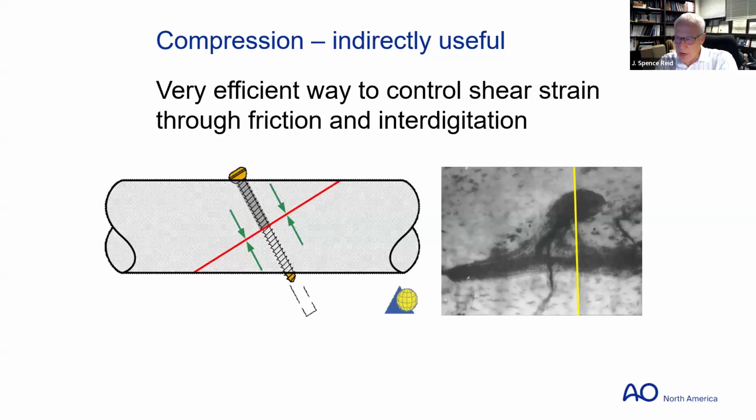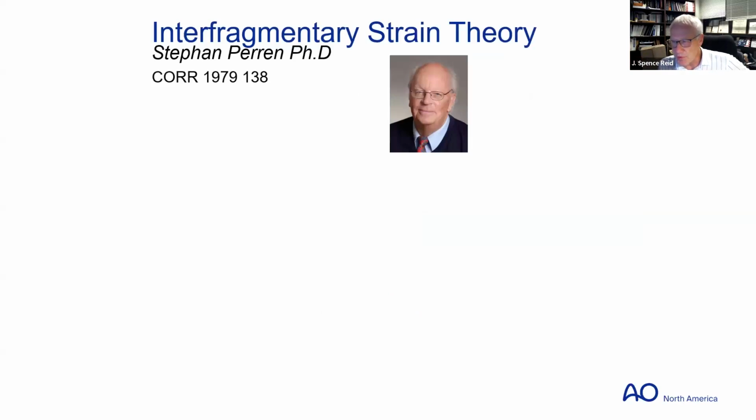So imagine that boat is right in front of you, moving up and down, very, very high strain, and you don't control it. I'm going to tell you now what happens to that region when you have uncontrolled shear strain. So the person who stepped in and helped clarify this for us was Stefan Perren, with his interfragmentary strain theory.